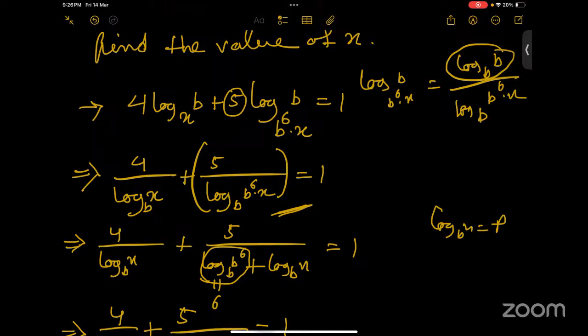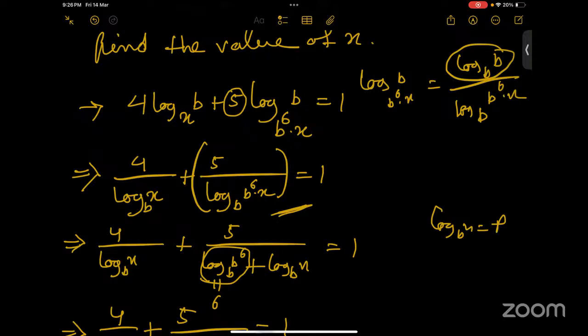Okay. And what I did was, instead of splitting the denominator below the 5, I took log x base b into log b power 6 dot x by base b and multiplied 4 into, like that. I was complicating it, just making it more problematic.